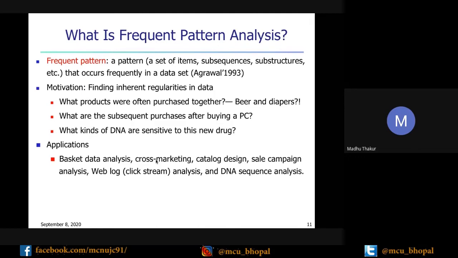So what are frequent patterns? Frequent patterns are patterns that occur frequently in data. Very simple. This pattern may be, as I said, items, a set of symptoms, a set of events, a set of objects, a set of subgraphs, substructures, or subsequences. It can be anything you are considering. So it is a pattern that occurs frequently in a data set.